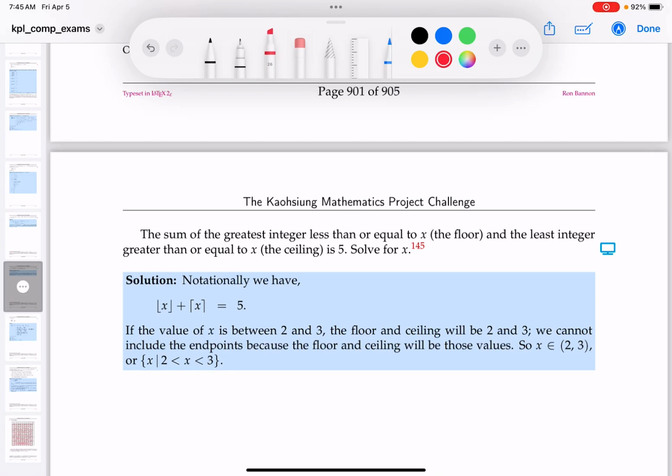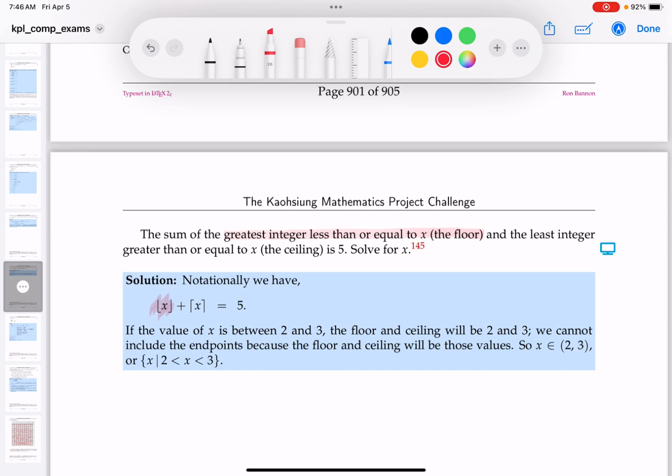Okay, so I'm going to read it to you. It says the sum of the greatest integer less than or equal to x. That's called the floor, by the way, and you might have been interested in your math classes. It's typical on exams, though, to see this. So this is what the floor looks like to most people. They use that symbol over there.